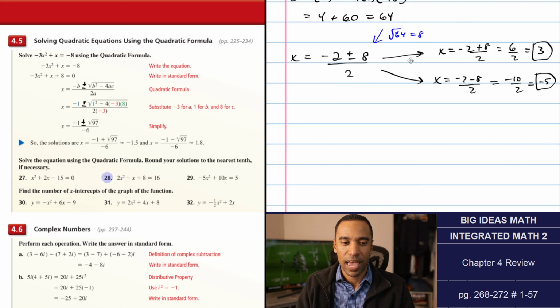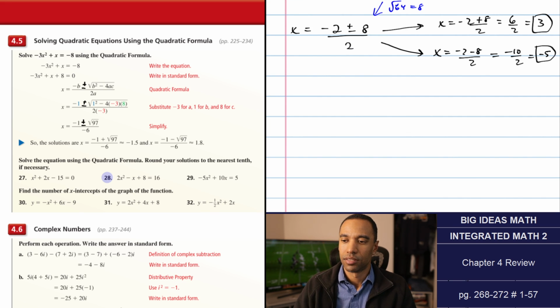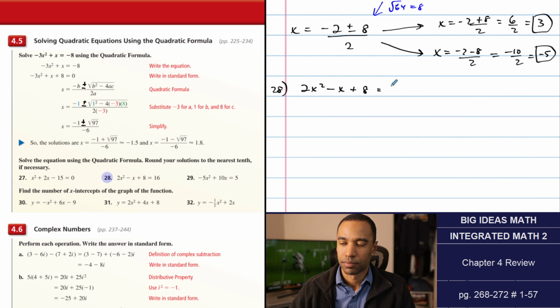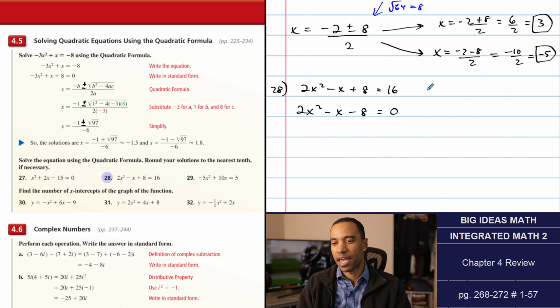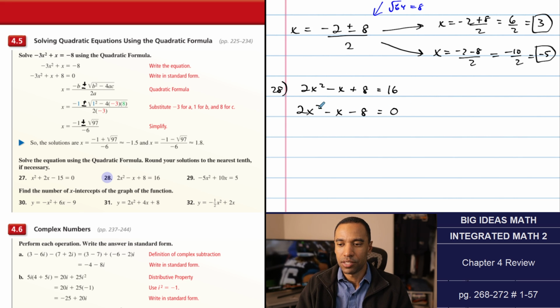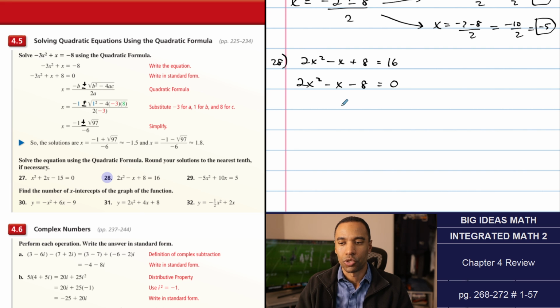2x squared minus x plus 8 equals 16. Let's subtract the 16 over. We don't have our true c until this thing's set equal to 0. Same with the other letters. This is the only one that's affected. My a is positive. I'm happy with where I'm at on this. Let's go ahead and do quadratic formula.